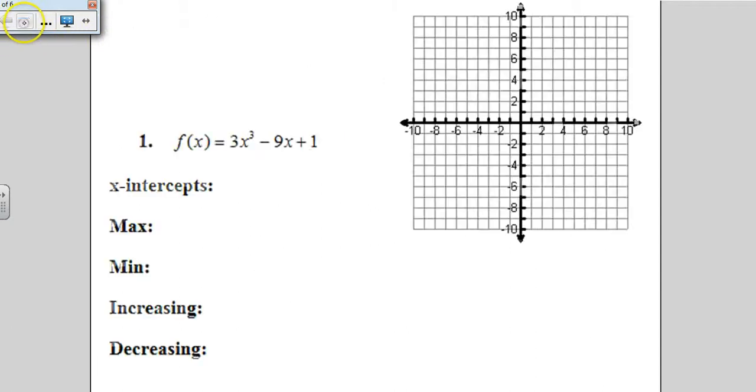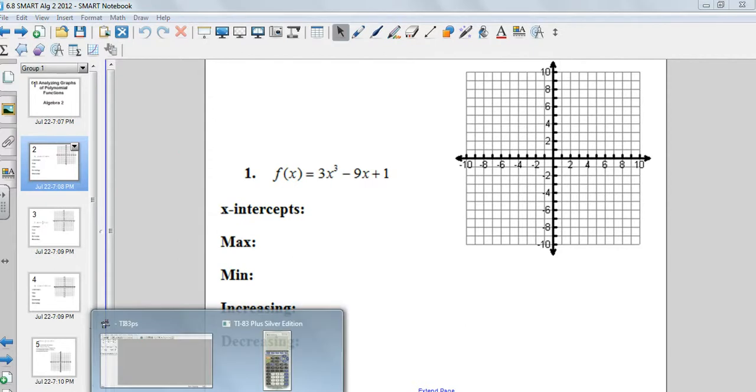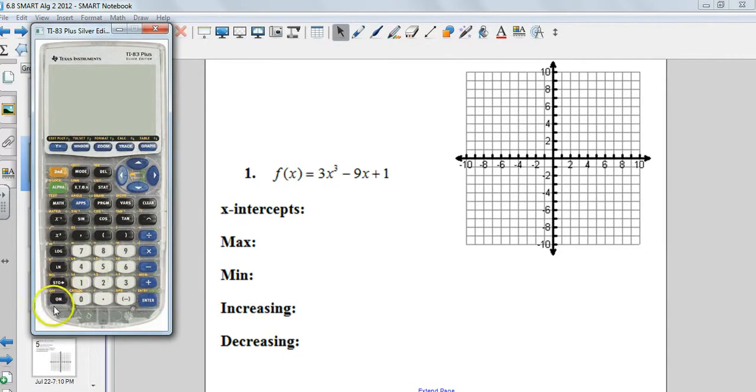So first we have a function 3x to the third minus 9x plus 1. They're going to ask us to find x-intercepts, maxes, mins, and then intervals where it's increasing and decreasing. So the first thing I know is that I need my calculator. I'm going to go to y equals, clear out the last function, and type in my new function: 3x to the third minus 9x and then plus 1.